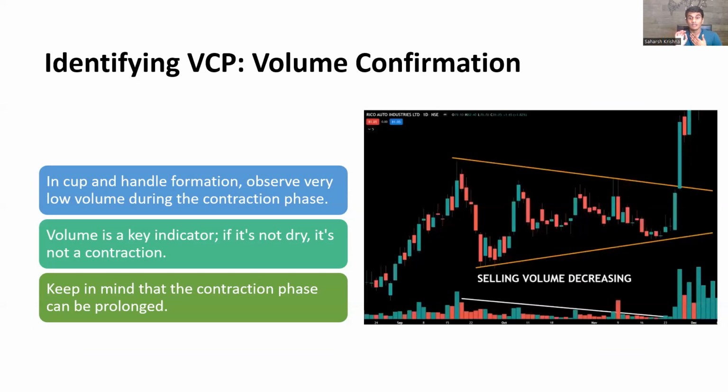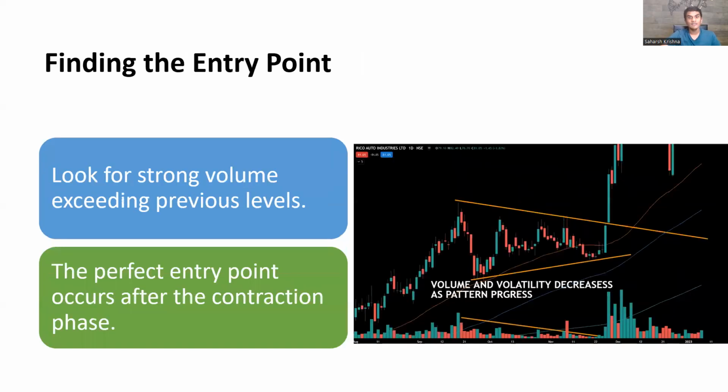Lack of volume signals reduced momentum. When volume spikes again, the new trend emerges. Analyzing volume identifies high probability setups. Finding the entry point is the most crucial thing, but the real skill is knowing when to enter the trade.